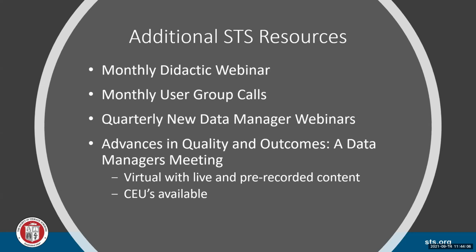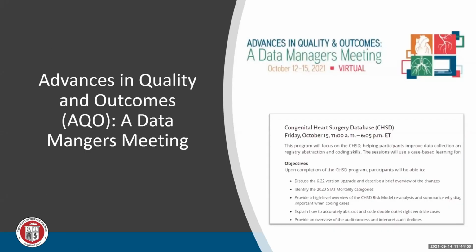Next slide. So this is a little bit more about AQO. The dates are October 12th through 15th. You're welcome to attend any and all of those dates. However, the 15th is specifically for the congenital database, so that's really where you want to attend. It is free for anyone who is affiliated with their site's congenital database. So get on and register. It's all available through the STS website. And if you need help, contact any one of us or anyone at STS, and we'll help you walk through that.